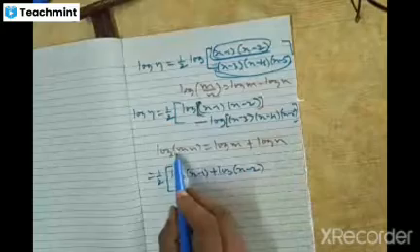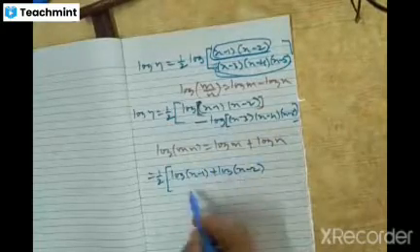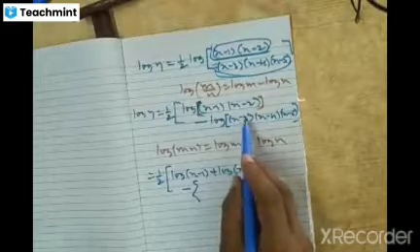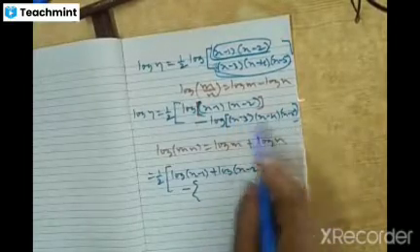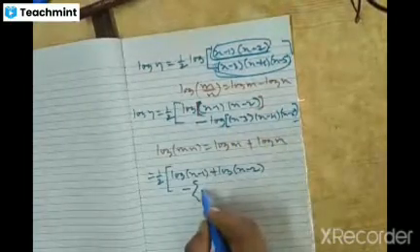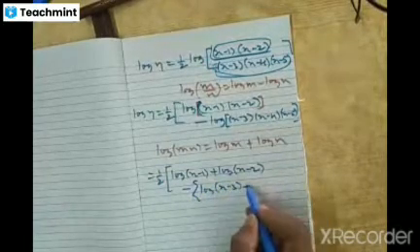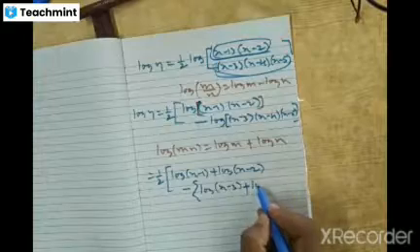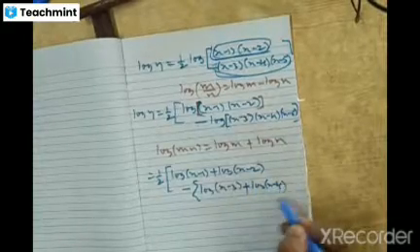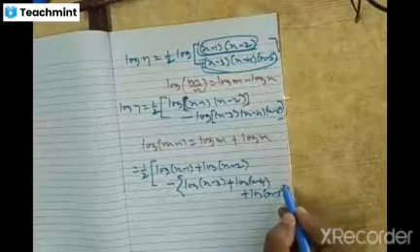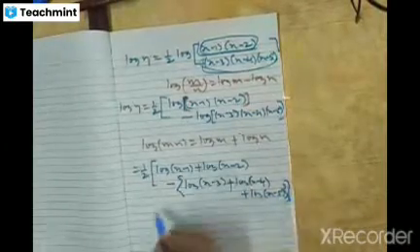Similarly, using the extension of this property, minus of log of m into n into l, log m plus log n plus log l, right? So, log of x minus 3, I have taken negative sign common, right? Plus log of x minus 4 plus log of x minus 5. So, now you can differentiate.